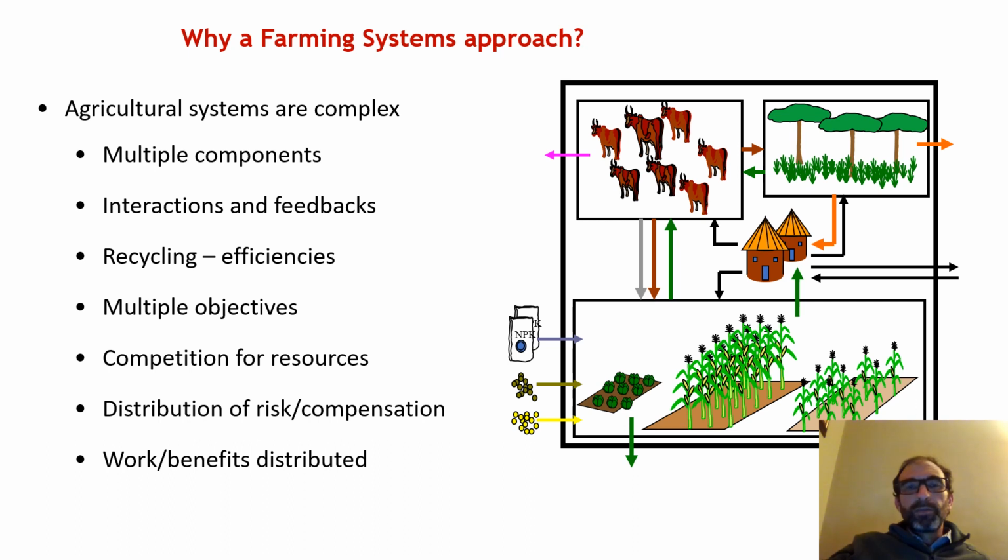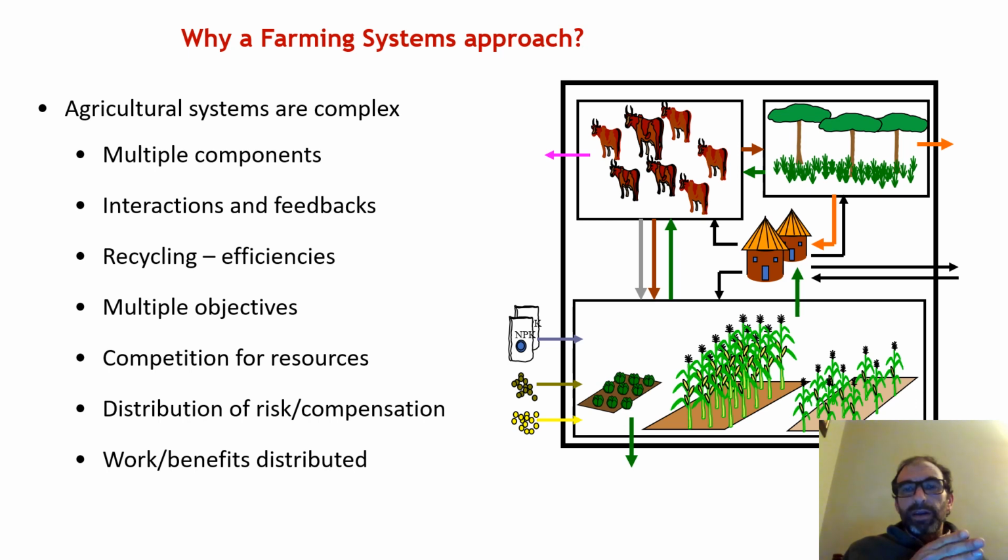So in this component of the project, we have taken a farming systems approach. Why? Because these farming systems are complex. They have different components: livestock, crop, off-farm, etc. They have several interactions and feedbacks between the different components, manure being sent to crop fields, crop residues used for forage for livestock, some crops for food production, some crops for market and money generation, etc. We see that in these systems there is a lot of recycling and therefore efficiencies in the use of resources.